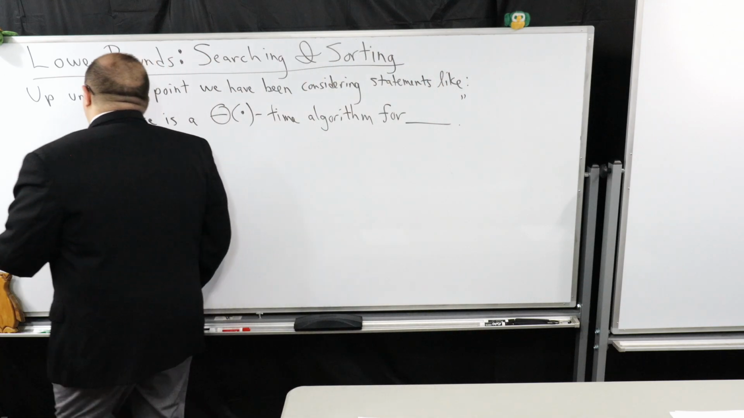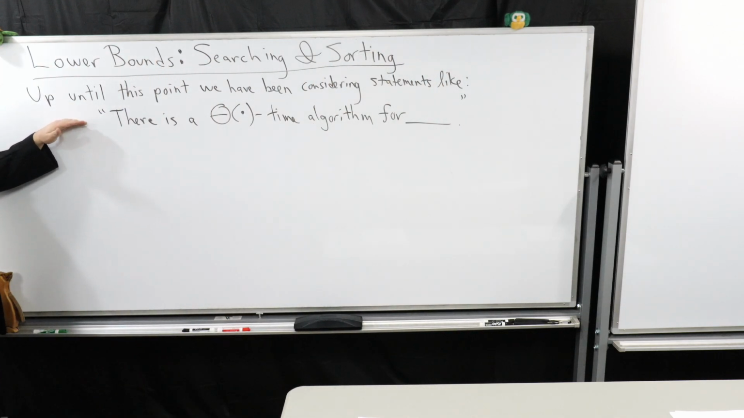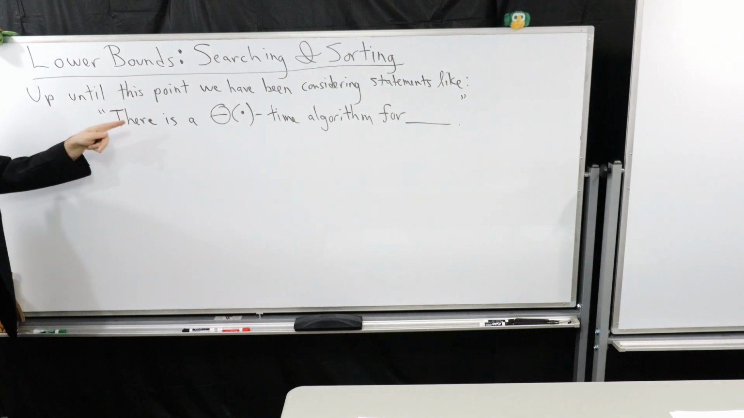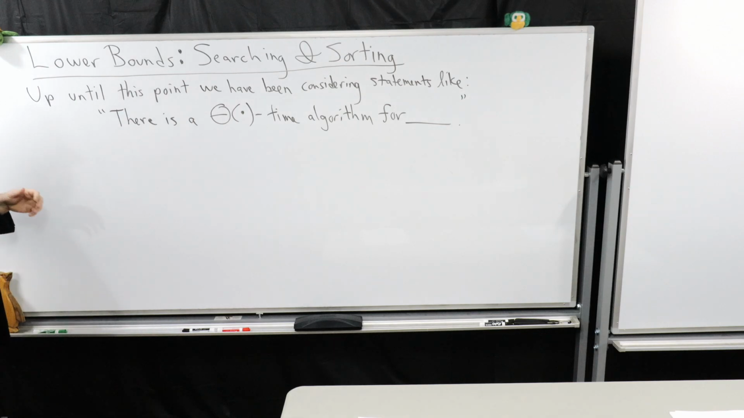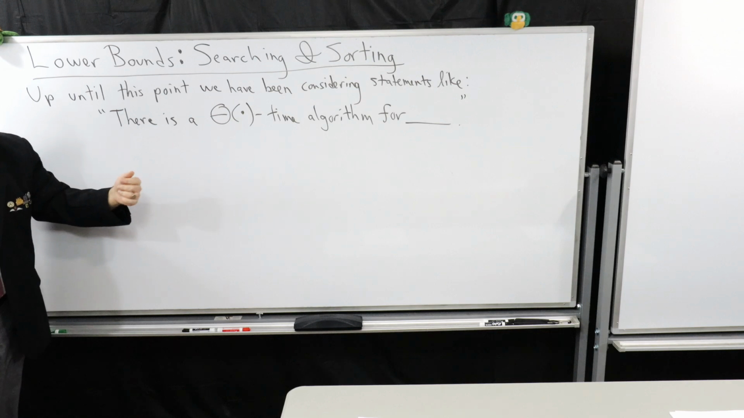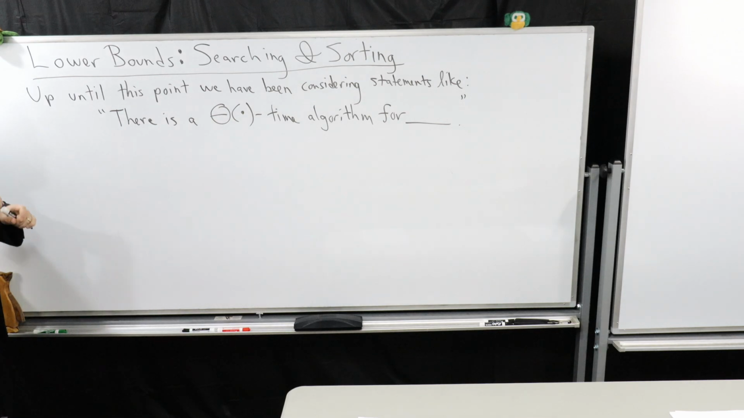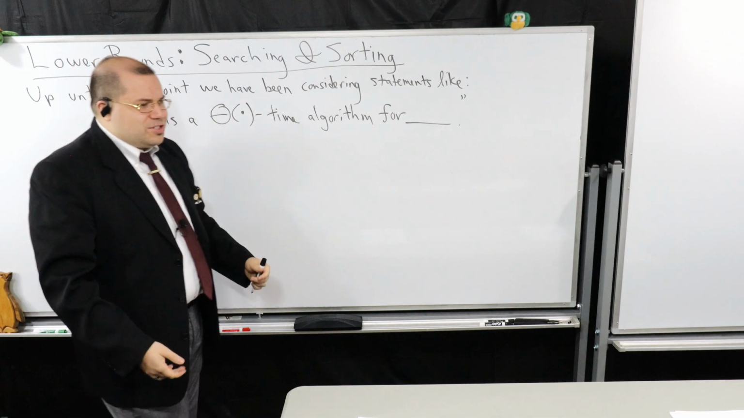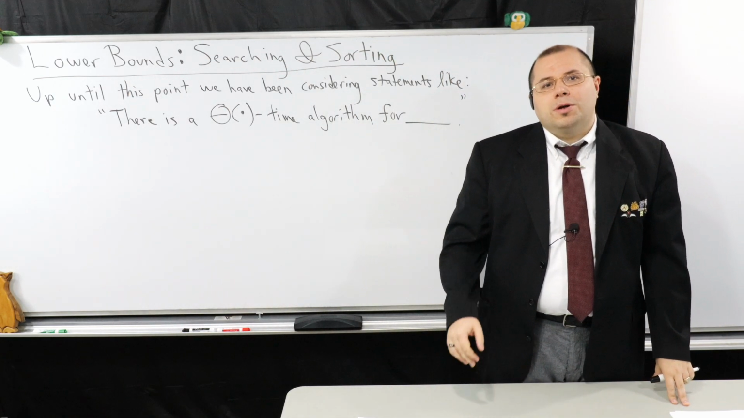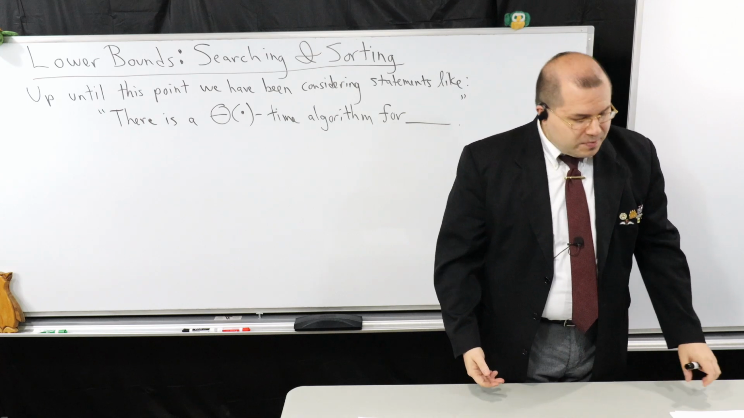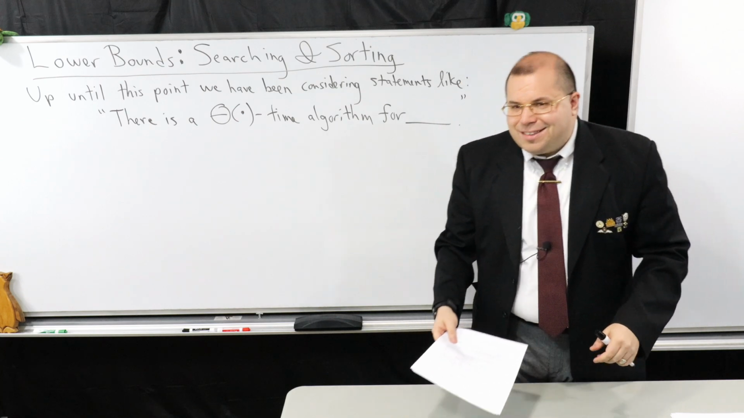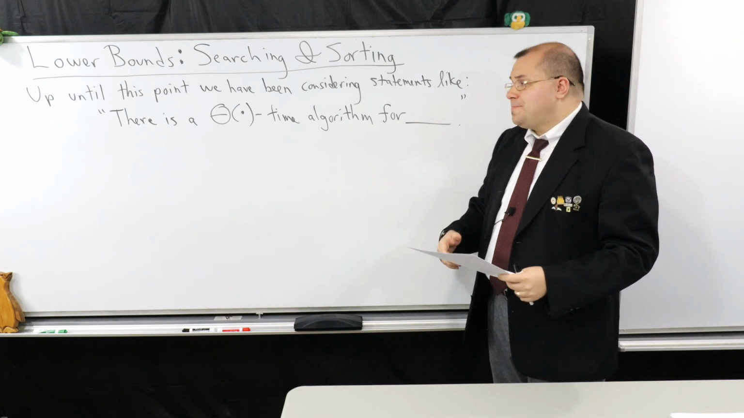So just to back up one moment, very often up to this point in your studies, you have come across questions like this: there is a big O time algorithm for blank, or big theta of some function time algorithm for blank, where blank is some problem. For example, we talked about linear search earlier. We said there's a big theta of n time algorithm for the search problem. If I'm given an array of length n, I want to know whether the element is there or not.